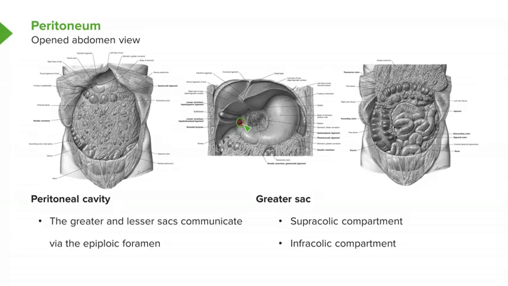The greater sac can be further divided into supracolic and infracolic compartments just by looking at the transverse colon. And everything below the transverse colon is infracolic, so the small intestines, ascending, descending colon. And everything above the transverse colon, the stomach and liver and spleen, is in the supracolic compartment. We'll return to these later on.